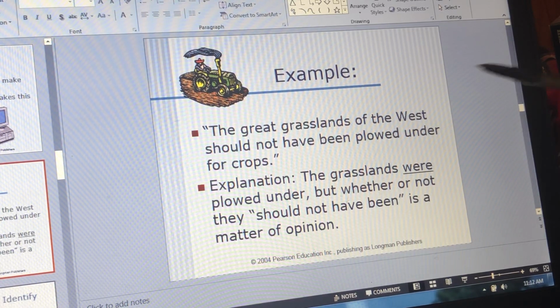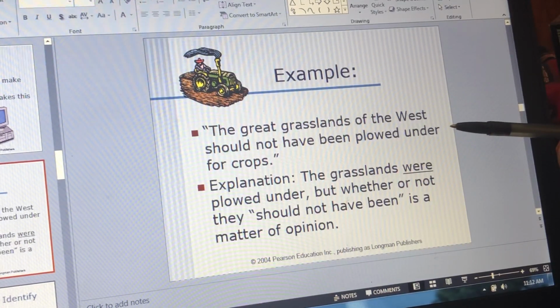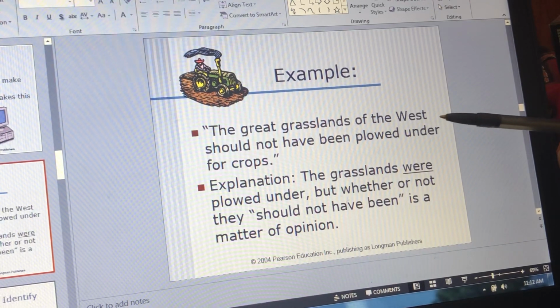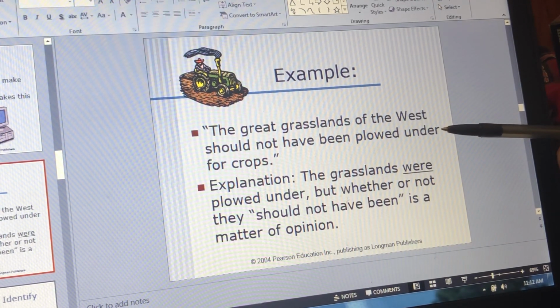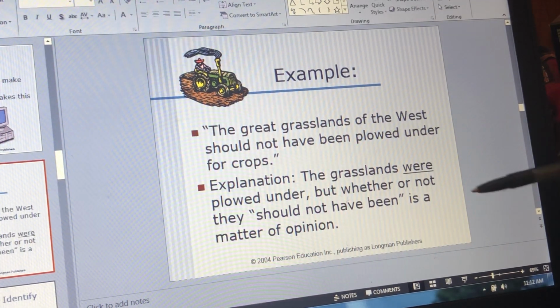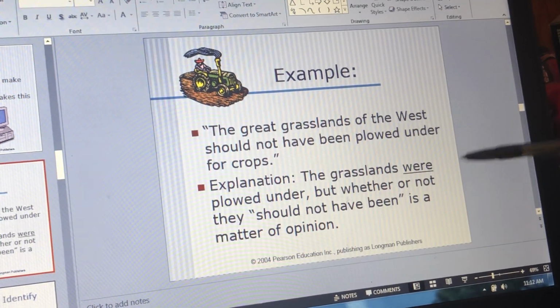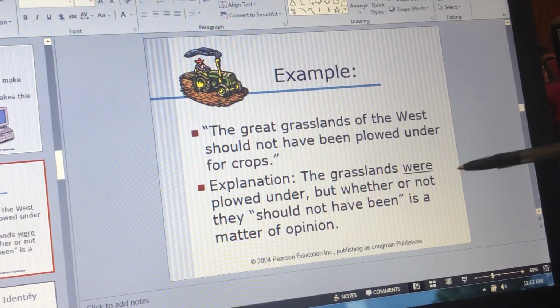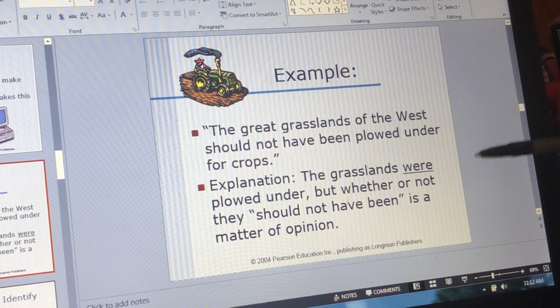Okay. The great grasslands of the West should not have been plowed under for crops, okay? It is a fact that they were plowed under, but whether they should not have been, who can measure that? Who can say that? Okay, some people might agree with that statement. Some people might not.